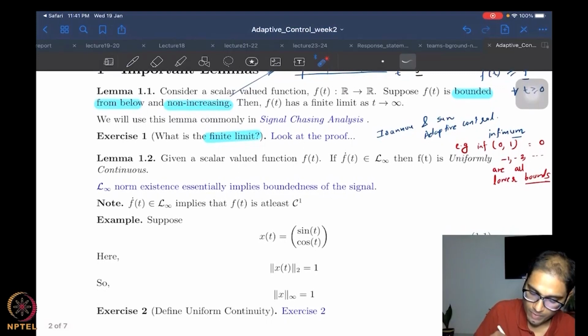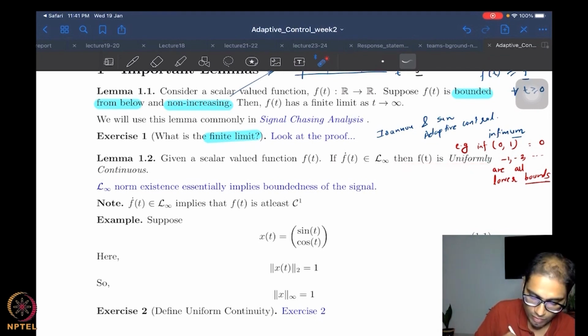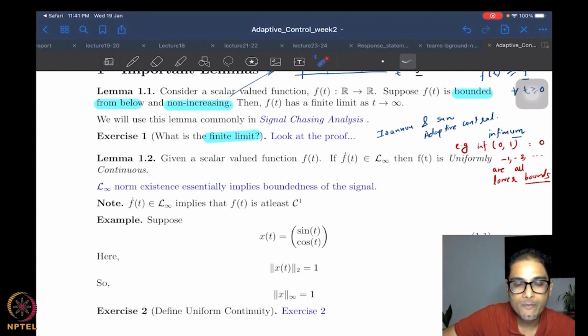So, if we have a scalar valued function such that its derivative is L infinity bounded, and L infinity and bounded are identical notions, then the function f is uniformly continuous. Very, very important. We regularly use this notion of uniform continuity. We have not spoken about this in this course. However, it is expected that you will know what is continuity and what is uniform continuity.